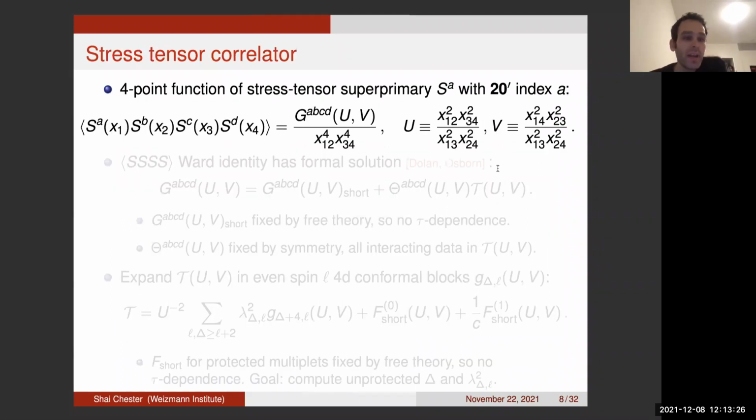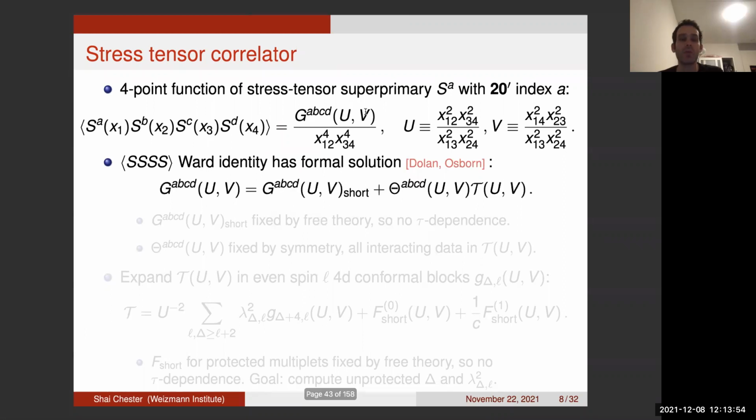So the specific quantity we care about in this theory is the stress tensor correlator. So as usual in the superconformal bootstrap, it's convenient to study the superprimary of the stress tensor multiplet, which is a scalar. So we call it S. It transforms under the R-symmetry in the 20 prime representation. And so we write the 4-point function, factoring out the x's, as the usual function of conformal cross ratios, U and V. We then impose the constraints of superconformal symmetry by solving the superconformal Ward identity.